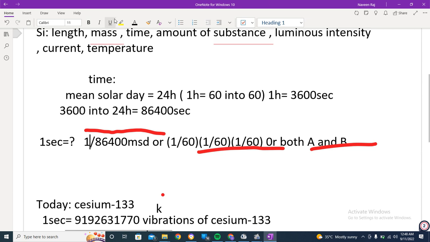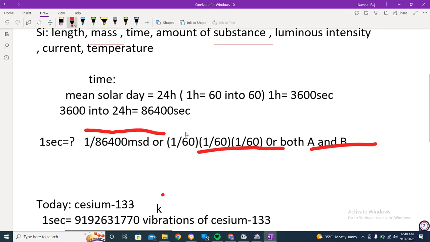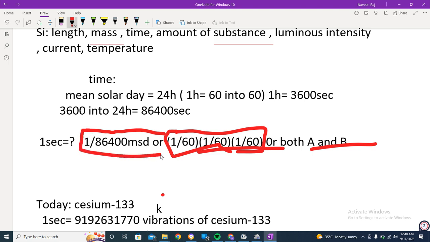What does that mean? Let me tell you guys. This and this do mean the same, so this would be the correct answer, both A and B. The examiner can confuse you in a lot of ways. He can say that 1 second is equal to this or this or this. So you have to go through this: both A and B.